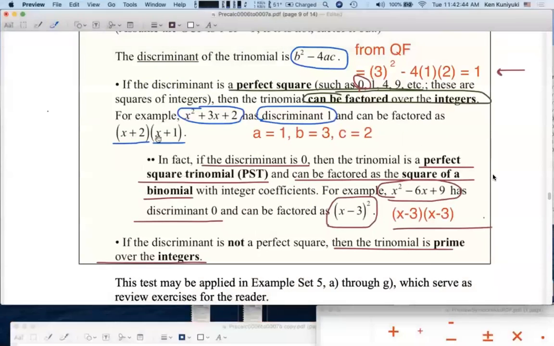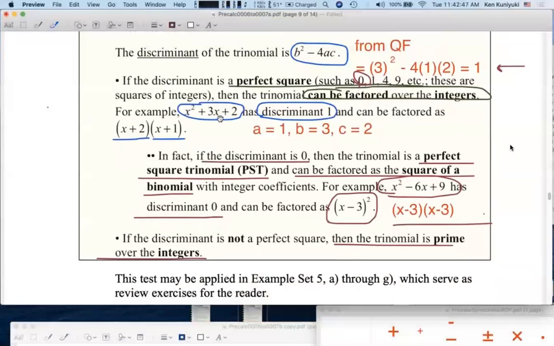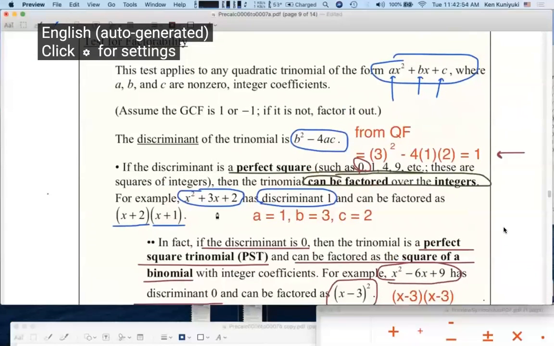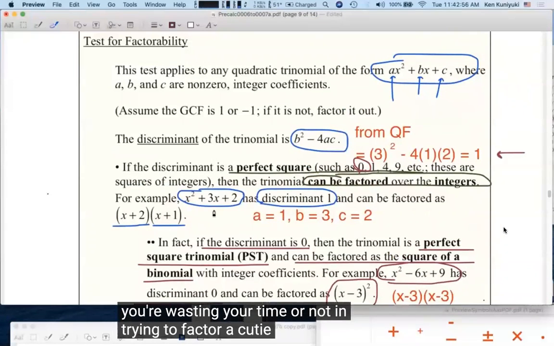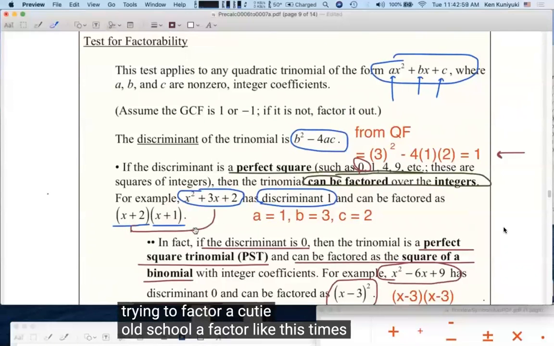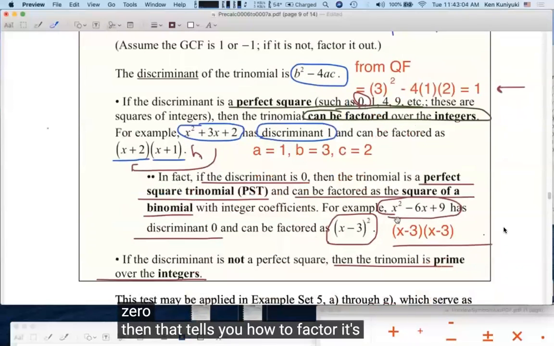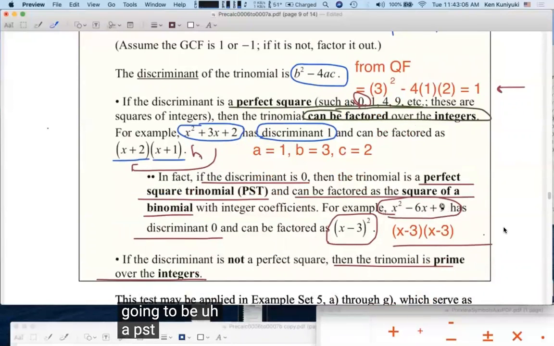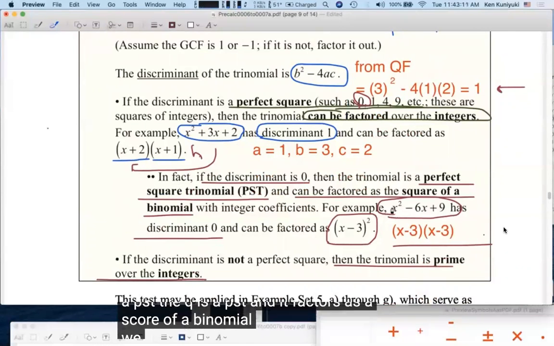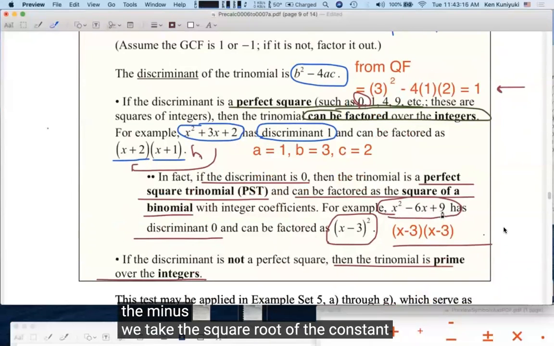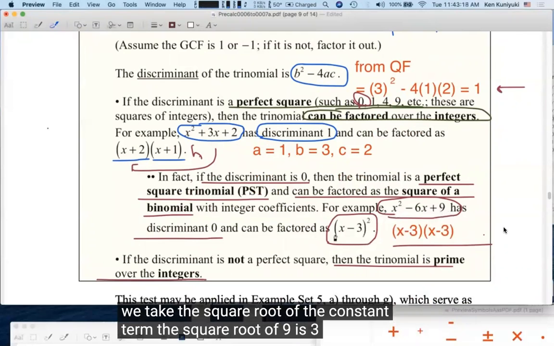And we like something like this times this. It's prime. We cannot break this down any further in a meaningful way over the integers. The test for factorability, checking to see whether you're wasting your time or not in trying to factor a QT old school, a factor like this times a factor like that. If the discriminant is 0, then that tells you how to factor. It's going to be a PST, the QT is a PST, and it factors as a square of a binomial. We take the x, we grab the middle sign, the minus, we take the square root of the constant term. The square root of 9 is 3, and that's squared.